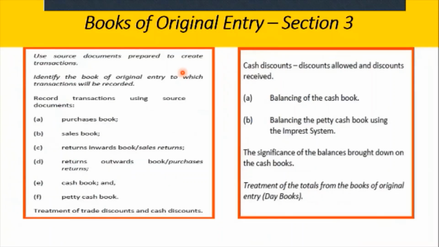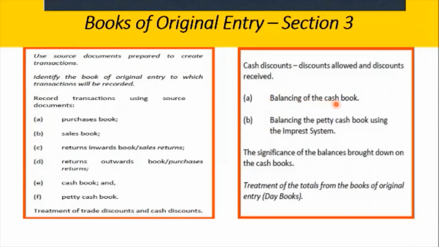This is another part of the same section: the use of source documents to create transactions, and recording the transactions using source documents in these books. Treatment of trade discounts and cash discounts: trade discounts are not recorded, cash discounts are recorded in the cash book, and you should know how to calculate them, which is just calculating the percentage of a figure.